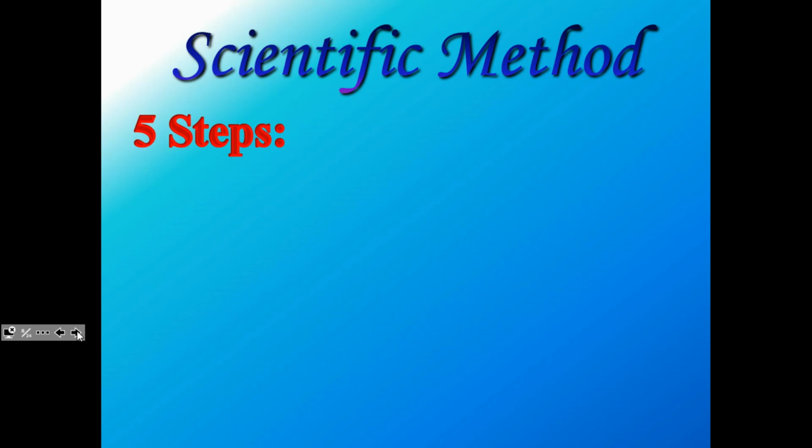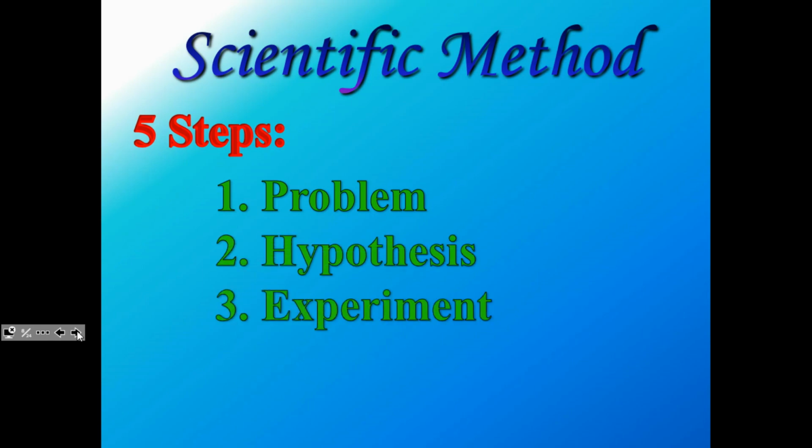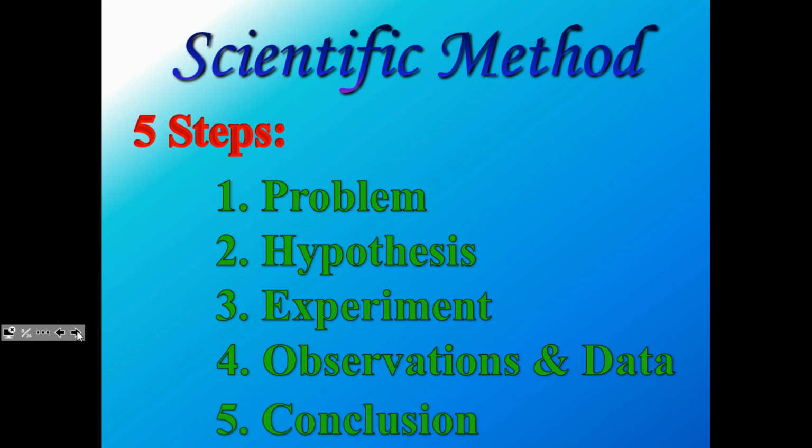There are 5 steps to the scientific method, and the scientific method is something that we use as scientists to try and figure out a problem. Without problems, we have no science. If there was nothing wrong with the world, there would be no need to discover anything new. But because there are all kinds of things that we don't know, we need the scientific method. You guys may know all 5 steps already. Number 1 is the problem, the hypothesis, the experiment, observations and data, and then, of course, your conclusion.